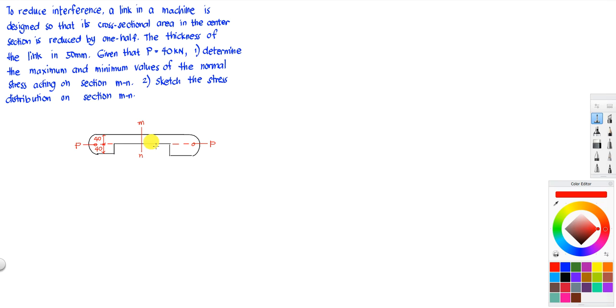To reduce interference, a link in a machine is designed so that its cross-sectional area in the center section is reduced by 1/2. The thickness of the link is 50 millimeters. Given that P equals 40 kilonewton, determine the maximum and minimum values of the normal stress acting on the section MN. Sketch the stress distribution on section MN.